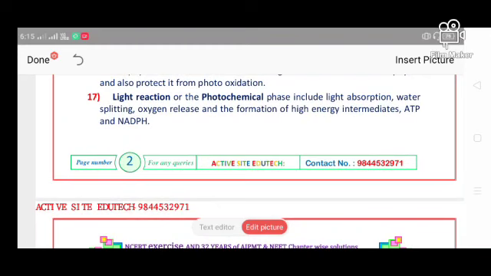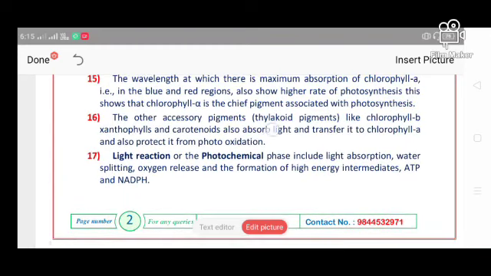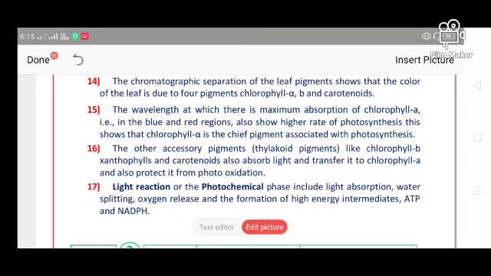Okay, so in the next class we will discuss the different kinds of dark reactions, and their components, and how they occur.